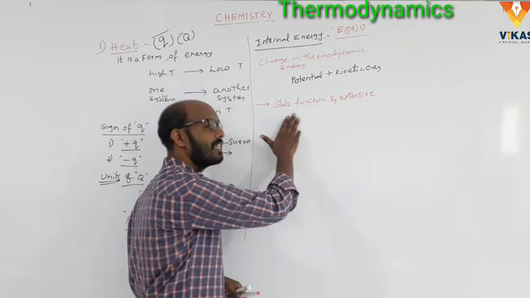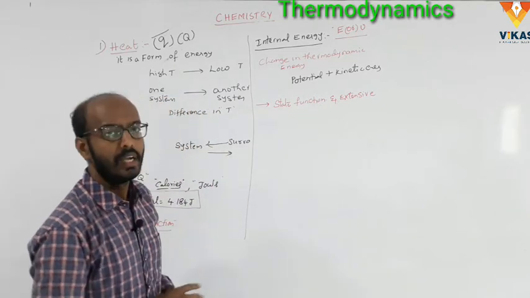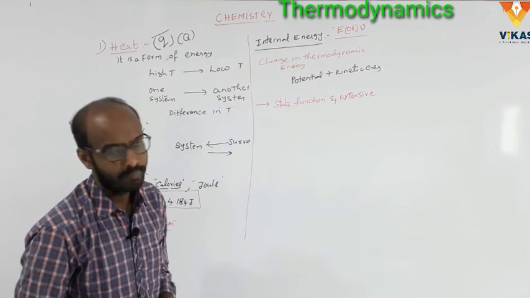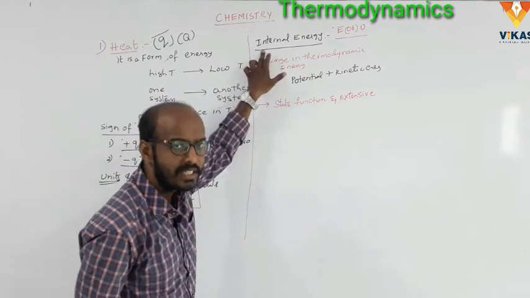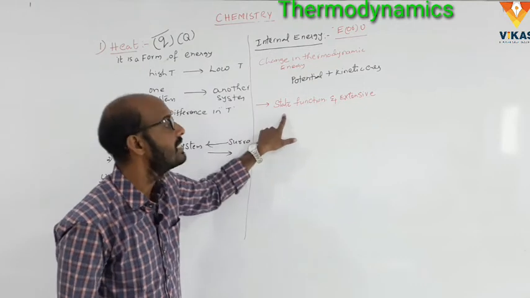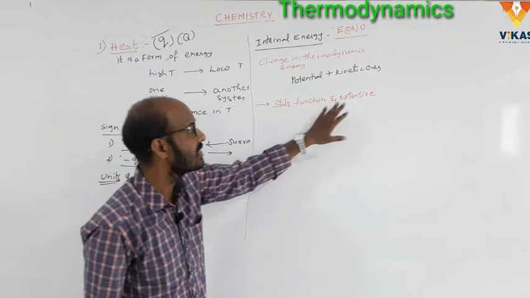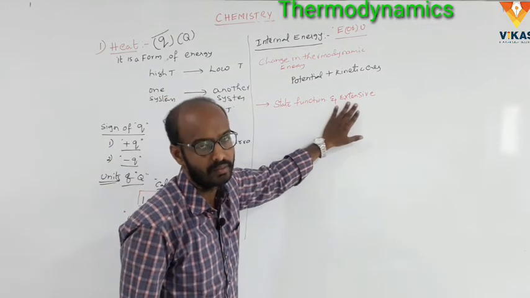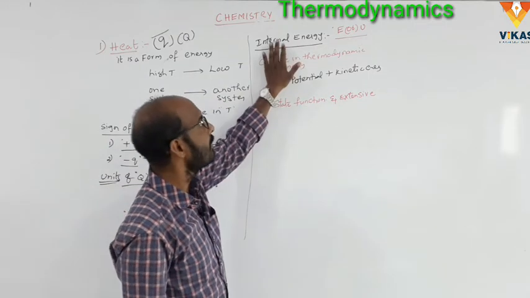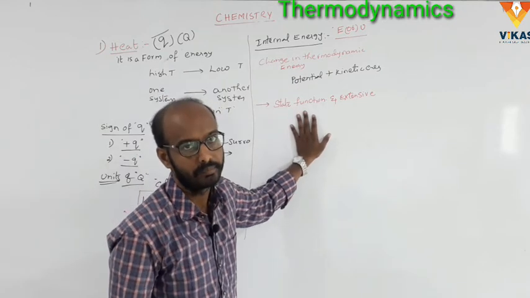What is the meaning of state function? Any system has initial and final states. Here the internal energy contains initial and final states, so it is called a state function. It is also called an extensive property. So simply, internal energy is a state function and an extensive property.